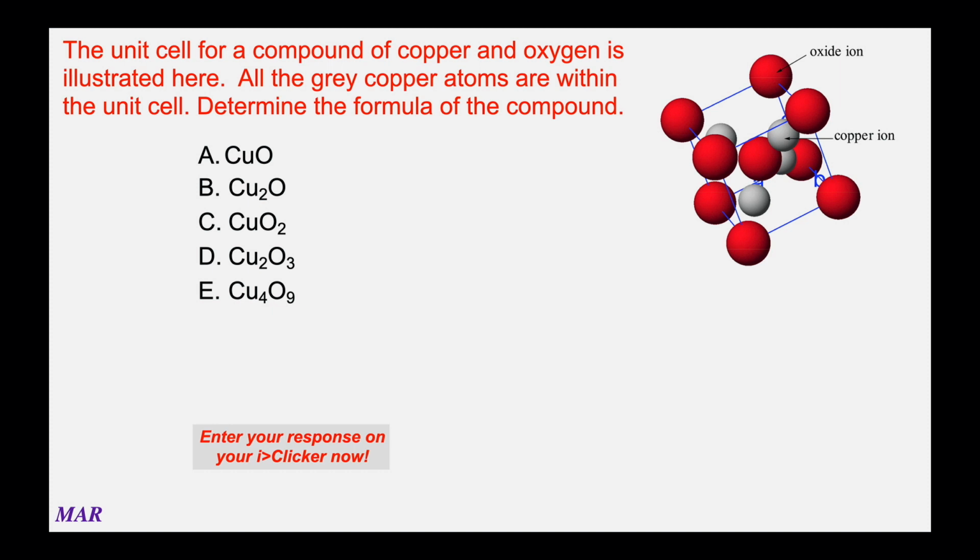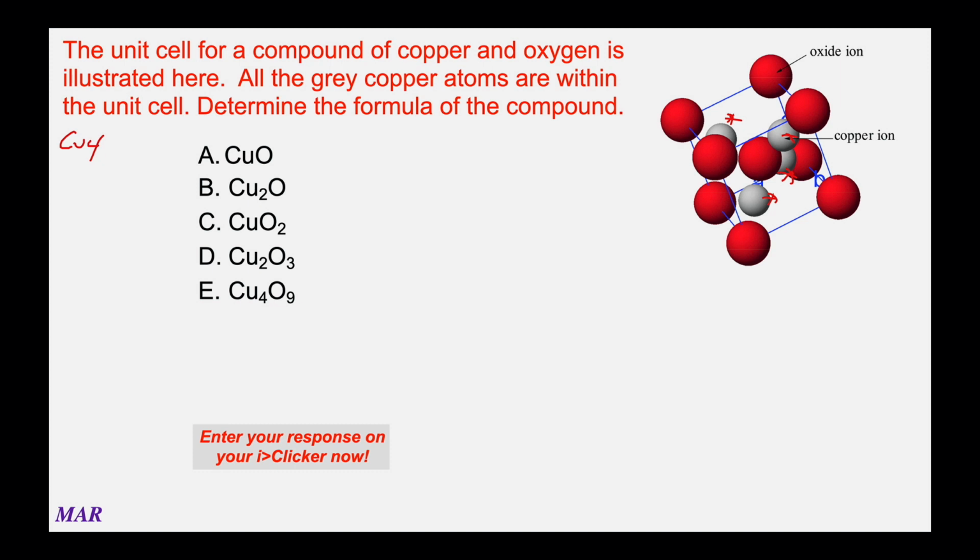I'm going to assume that you've worked on the problem and you're ready to talk about the answer, so let's do it. This is the unit cell for an ionic compound. There are the kind of gray-black copper atoms, and there's the red oxygens. And we're trying to find the ratio of the copper to the oxygen. Well, it does say that all of the gray copper atoms are within the unit cell. And if you look at this, there's one right there. There's two right there, there's a third one right there, and a fourth one right there. So that means we have 4 copper atoms.